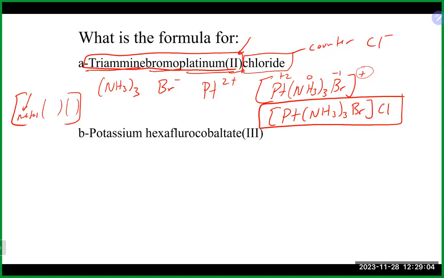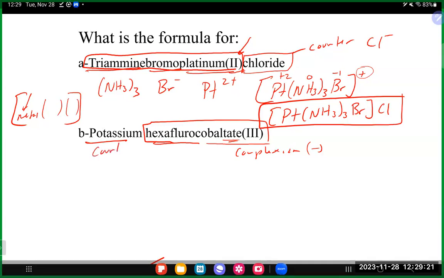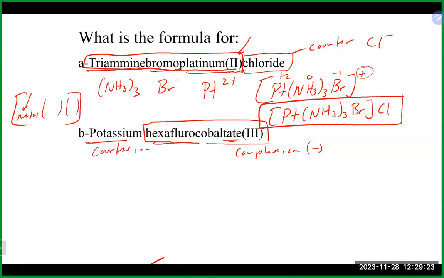Okay, so looking at this one here, I've got potassium, and then I've got hexafluorocobaltate(III). So clearly this part here where it has the metal and the Roman numeral is our complex ion part, which tells us it's negative because we see the -ate. And this is going to be our counter ion here. So we can start with the counter ion, which is K+, and then hexafluoro means I've got 6 fluorines. And cobaltate is cobalt with a +3 charge.